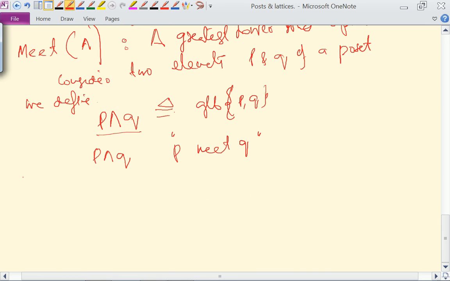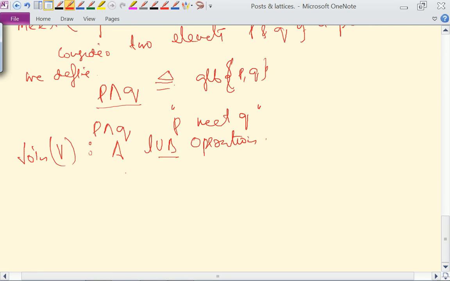Similarly, another operation is called a join, shown by the OR, right? It is a least upper bound operation. We have the greatest lower bound and the least upper bound. It should be an upper bound and the least among them. The lower bound and the greatest among them is called GLB, right? So for the join operation, similarly, we consider two elements P and Q of a poset, we define P join Q as similar to the least upper bound of P comma Q, right?